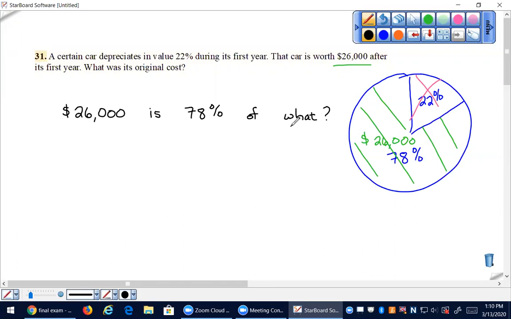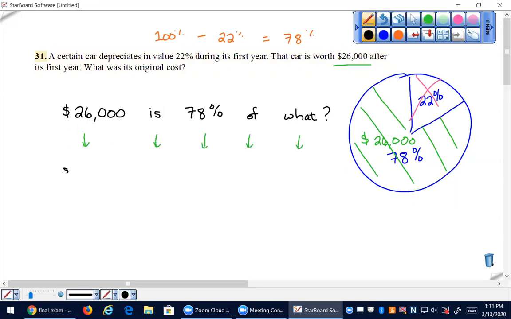So does that question make sense before we actually solve it? I had my whole pie, and the 26,000 was 78% of what was the whole pie. Questions? How would you find the 78%? We had to go 100% minus 22% equals 78%. So that part's easy. But this next part all gets easy if you see it done. That's why we're showing you.